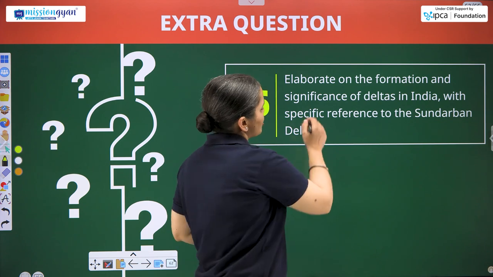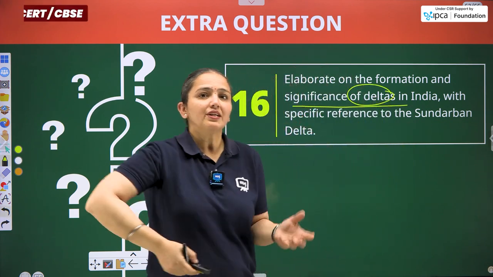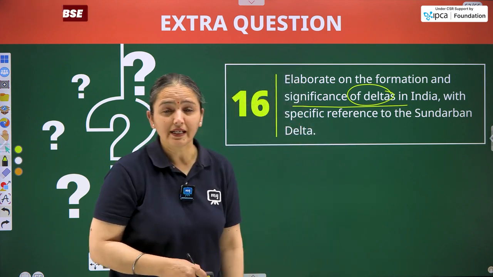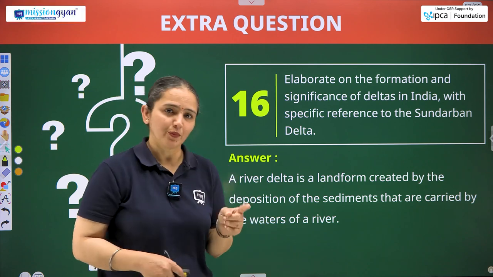Last question for the day. Elaborate on the formation and significance of deltas in India. We have to completely discuss deltas, and of course give specific reference to the Sundarban Delta, one of the largest deltas of the world, formed by the Ganga and Brahmaputra rivers.